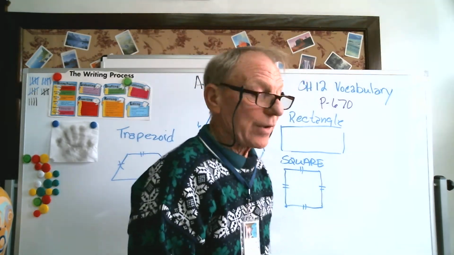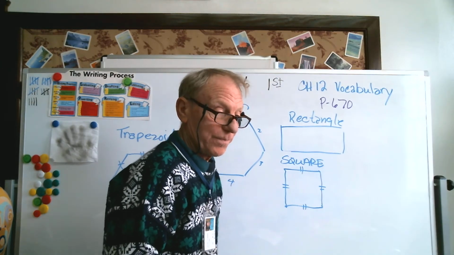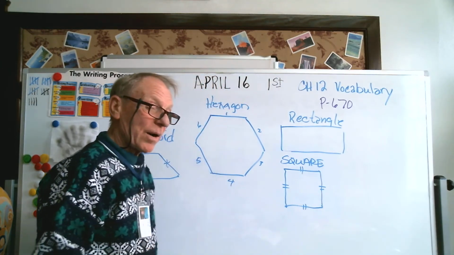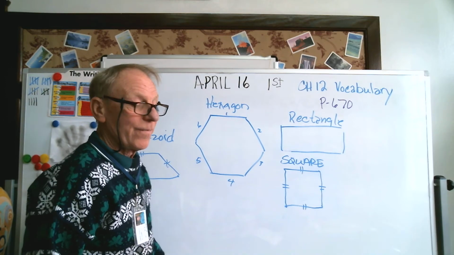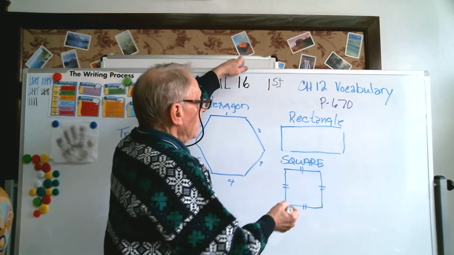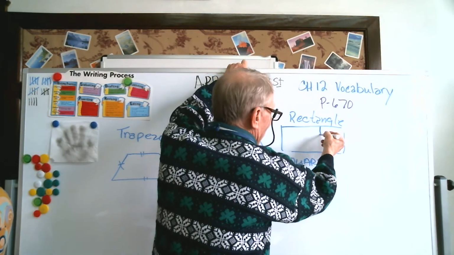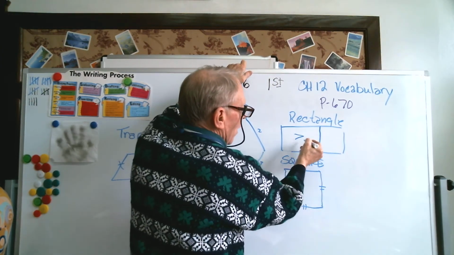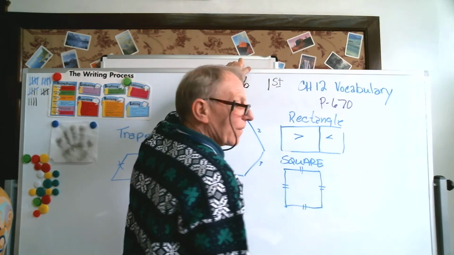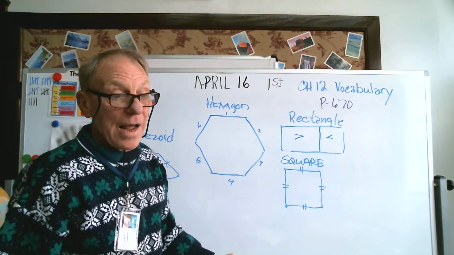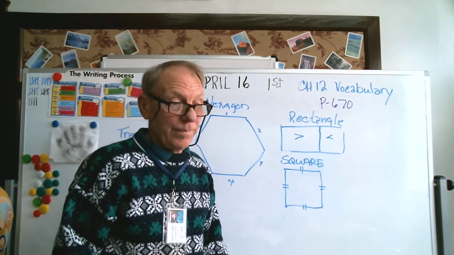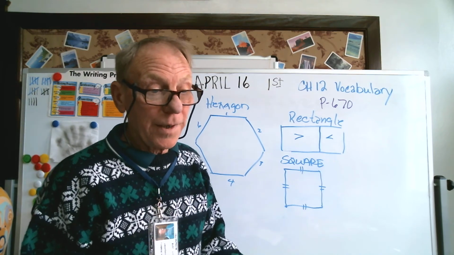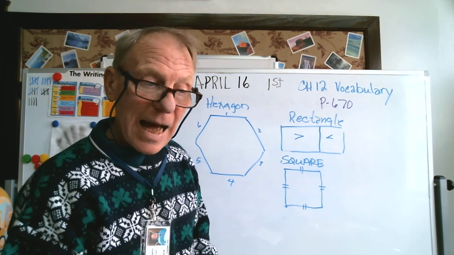The next vocabulary word is unequal parts. Unequal parts just simply means that the shape is divided, but this part is larger, this part is smaller. They are not equal, thus unequal means not equal.